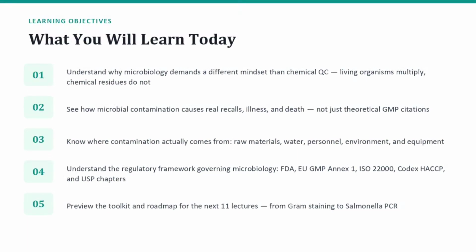Number 3, you will know where contamination actually comes from. Raw materials, water, personnel, environment, and equipment. 5 sources that come up again and again in every investigation you will ever run. Number 4, you will understand the regulatory framework that governs microbiology. FDA, EU GMP Annex 1, ISO 22000, Codex HACCP, and the relevant USP chapters. It is a denser web of rules than what we covered in Level 2, and you need to know which rule applies where. Number 5, you will get a preview of the toolkit and the roadmap for the next 11 lectures. From gram staining, all the way to Salmonella PCR.